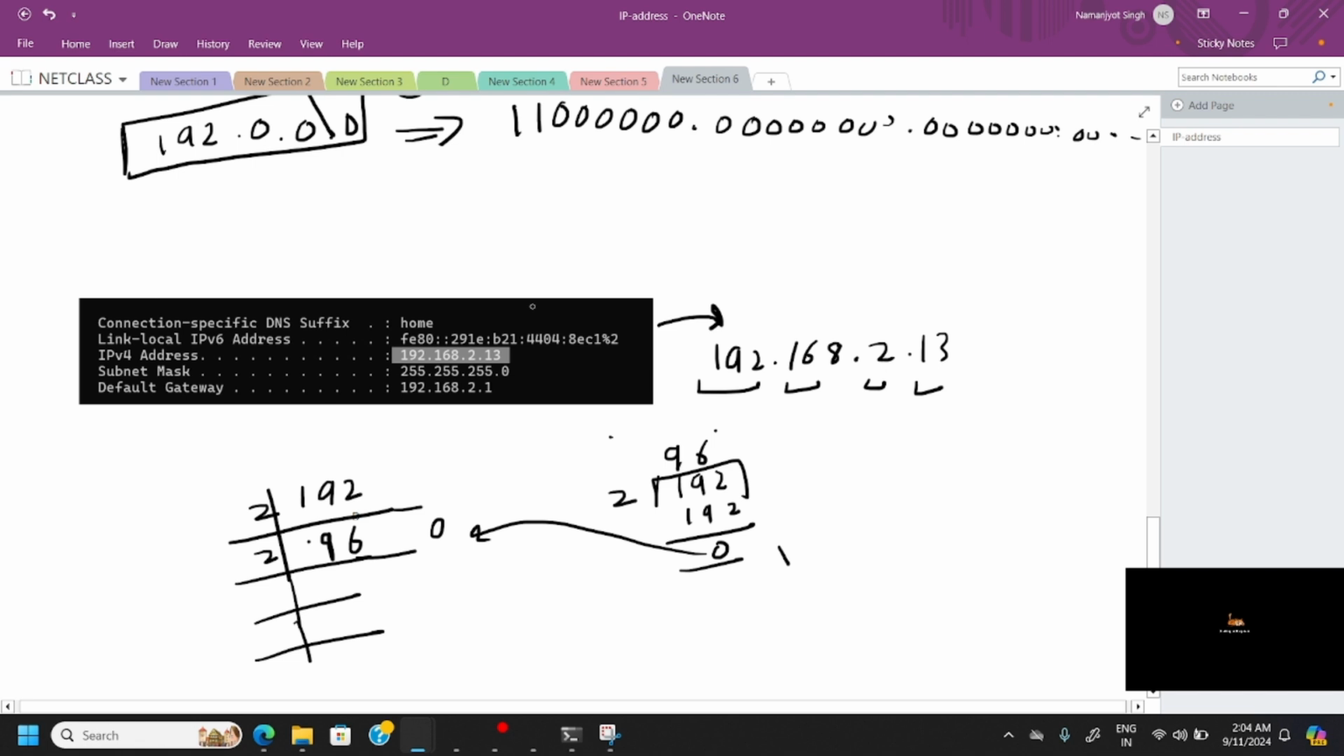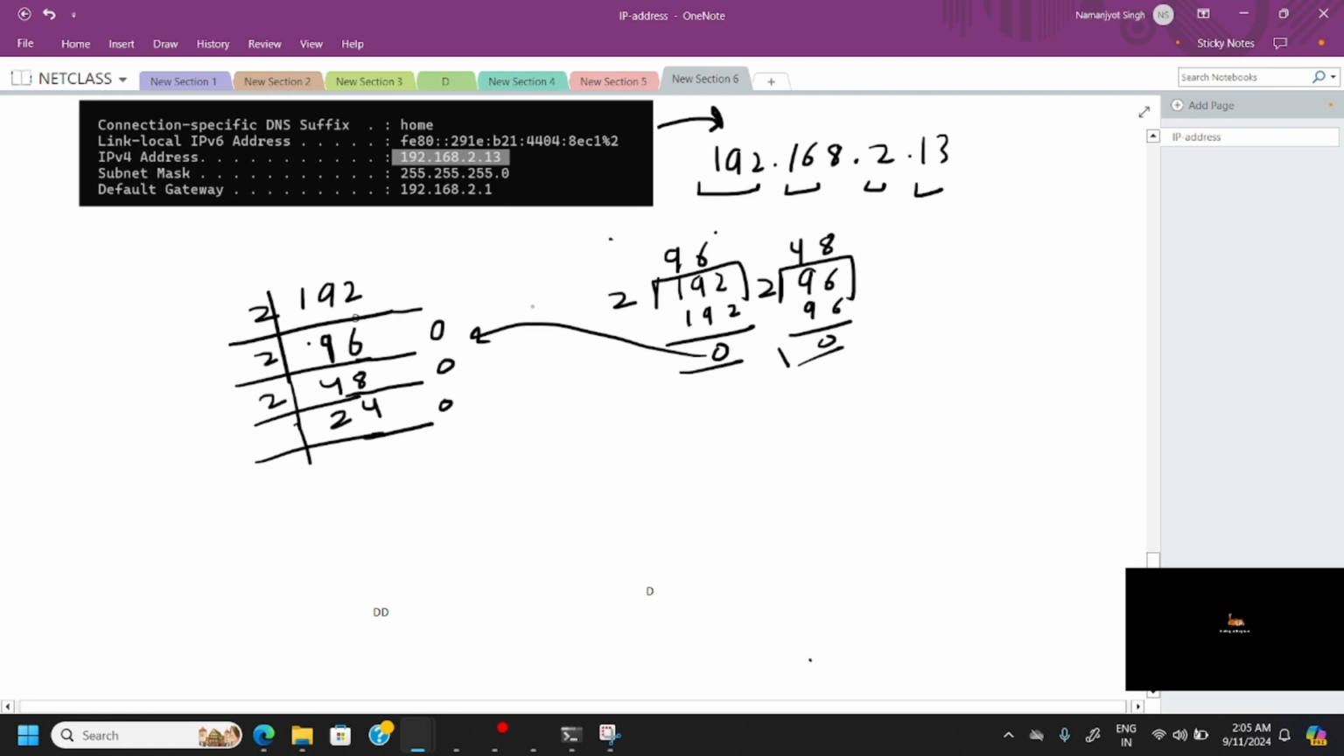Again, 2 4s are 8, 2 8s are 16. Again the remainder is 0. Take this number 96 divided by 2. 2 into 48 is 96. The remainder is 0. So you do 2, 2, 4. Again the remainder is 0. 2 ones are 2, 2 twos are 4, the remainder is 0. 2 6s are 12, the remainder is 0. 2 threes are 6, the remainder is 0. 2 ones are 2, and the remainder is 1.